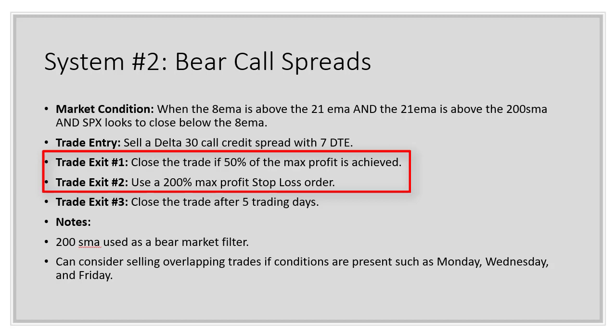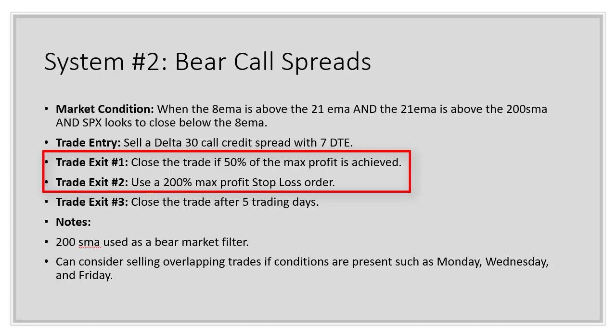Exit number 2 is a 200% max profit stop loss. So if we sold it for $1 and the spread increases in value to $3, so 200% of $1 is $2, you would buy that spread back at $3 for a $200 loss in this case, and that would avoid the $400 loss, which is actually the max loss, right? So we're going to minimize that.